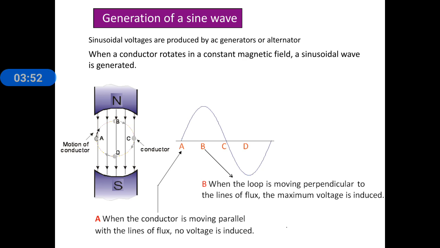When a conductor rotates in a constant magnetic field, a sinusoidal wave is generated. It is called a sinusoidal wave because at every position of the rotation, the value of induced EMF depends on the sine of the angle. We will discuss the derivation of the voltage later. We will get the voltage which depends upon the sine function of the rotation.